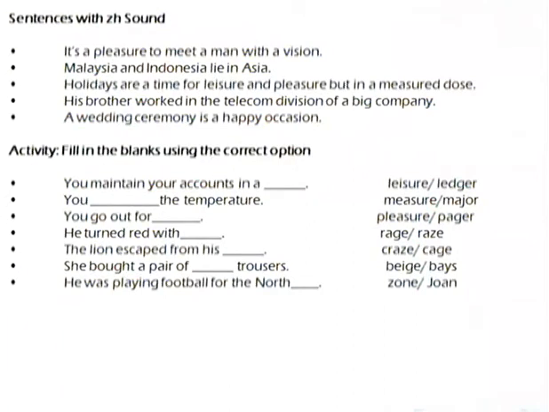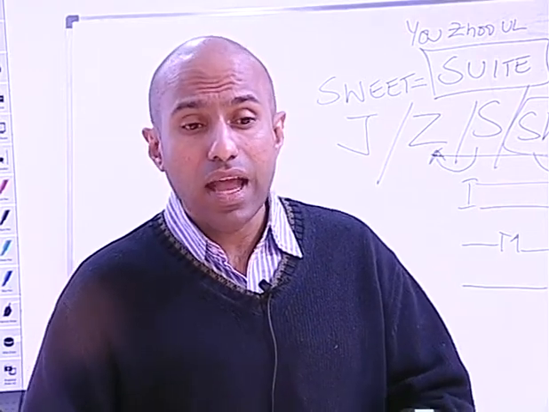Next sentence is: Malaysia and Indonesia lie in Asia. I'm sure you've seen the advertisement on television for Malaysia where they say Malaysia truly Asia. That was their slogan. Yes, Malaysia truly Asia. And you could hear the clear zh sound in that. Malaysia and Indonesia lie in Asia. Especially not the R at the end. Asia. So, Malaysia and Indonesia lie in Asia.